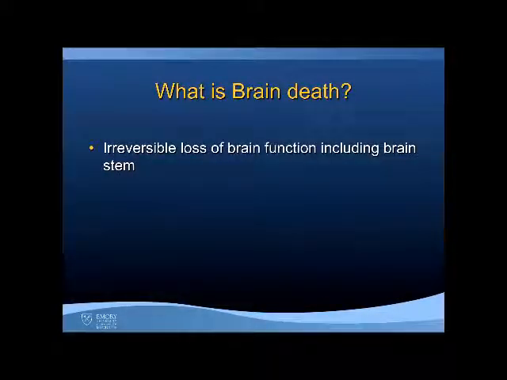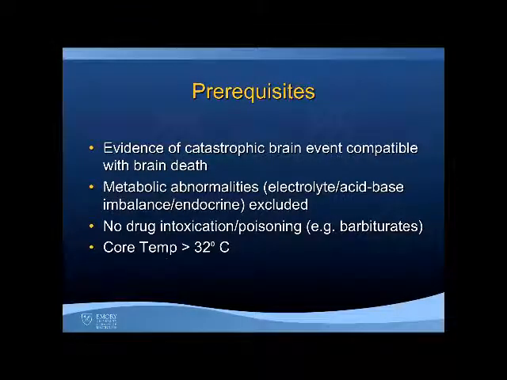What is brain death? As defined by various societies, and these societies have very stringent criteria for defining brain death. Brain death is defined as an irreversible loss of brain function, including the brain stem. The prerequisites, as suggested by the American Academy of Neurology, say that there has to be evidence of a catastrophic brain event compatible with brain death.